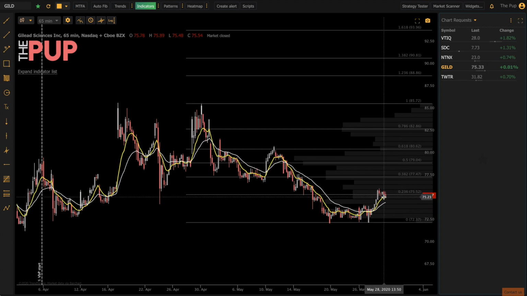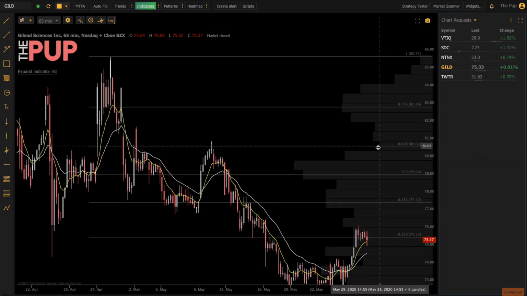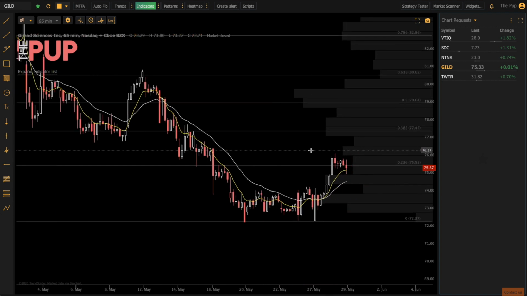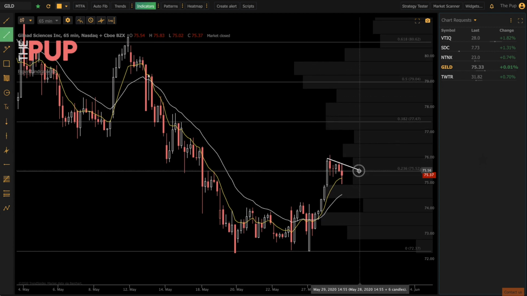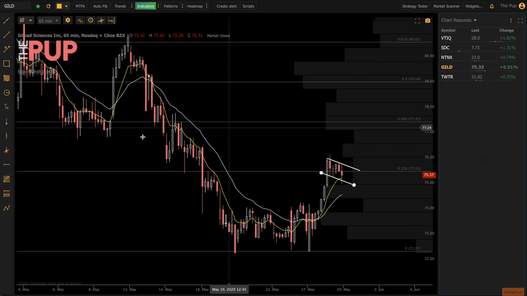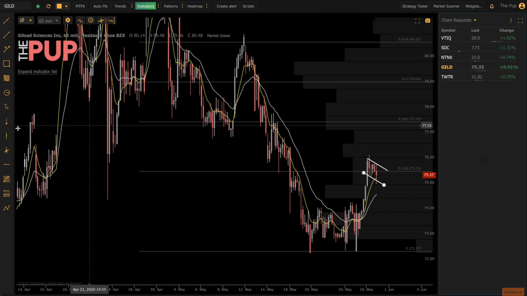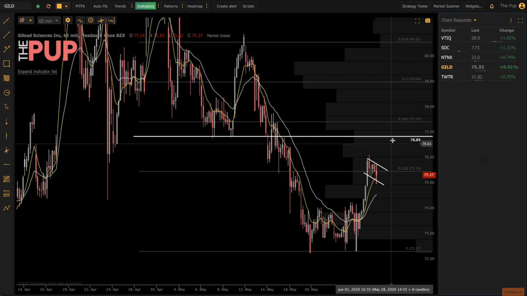EMAs look okay. We're holding the 8. We're just going to have to give this a little time to develop. Looks like we might have a little bit of a flag going on right here. You can see, I'll zoom in a little bit for us to see. So something to keep an eye on, maybe a little bullish flag play. So maybe a breakout here could bring us to the 0.382. We also have some support and resistance here going back, maybe like right about here. So this could be another potential target on a break of the flag.